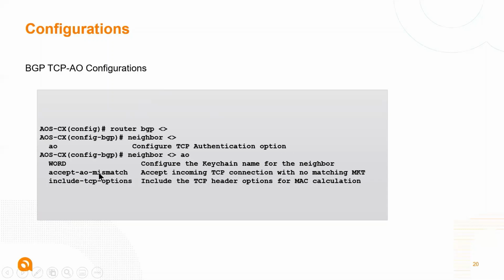And we have other additional options like accept AO mismatch, which accepts the incoming TCP connection with no matching MKT. And there's another option like include TCP options. This will include the TCP header options for the MAC calculation.